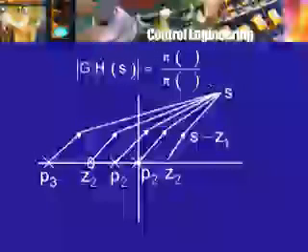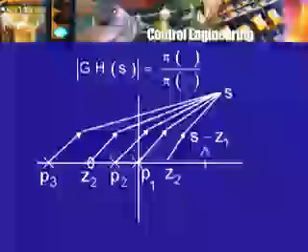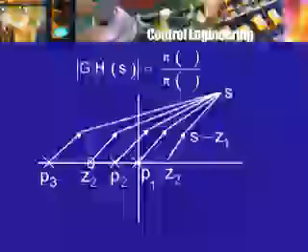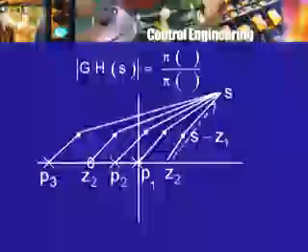Then GH of S, as we saw earlier, looks like a product of linear factors in the numerator divided by a product of linear factors in the denominator. And what are those factors? Essentially they correspond to the poles and zeros. So for example, here is a zero, let us call this point Z1, then there is this factor S minus Z1 corresponding to it. But what is the vector S minus Z1? The vector S minus Z1 is very well represented by this line drawn from Z1 to S.